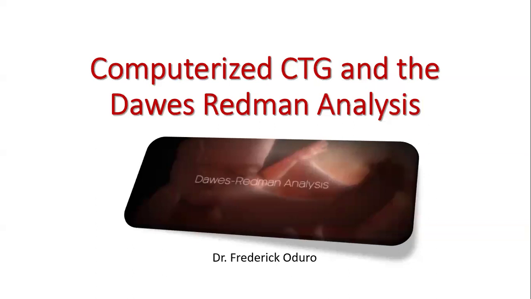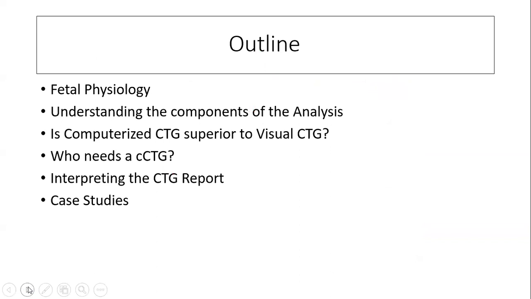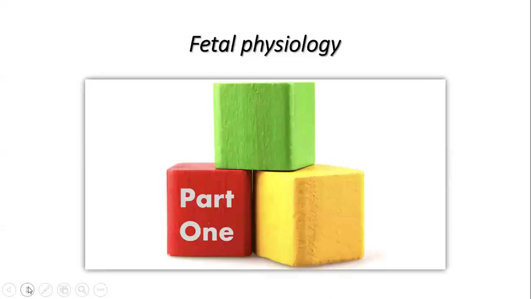So today's teaching is on computerized CTG and the Dawes-Redman analysis. The outline of this teaching will be a look at the physiology of the fetus, trying to understand the components of the analysis, and whether computerized CTG is superior to visual CTG, who needs a computerized CTG, and interpretation of the CTG report. And we'll look at a couple of case studies.